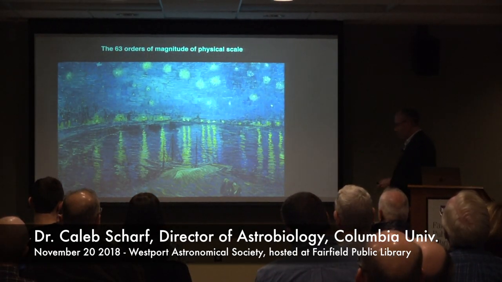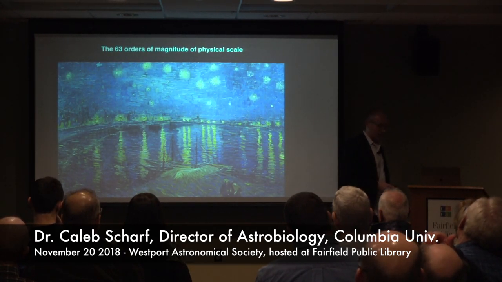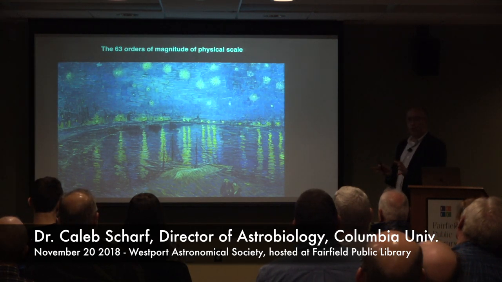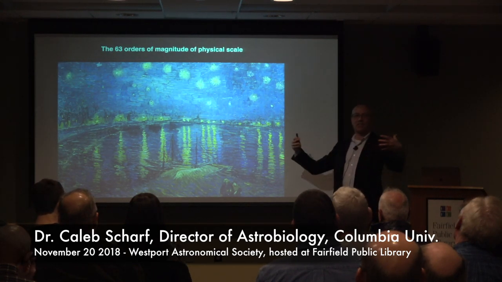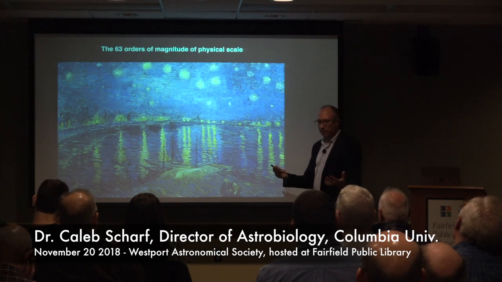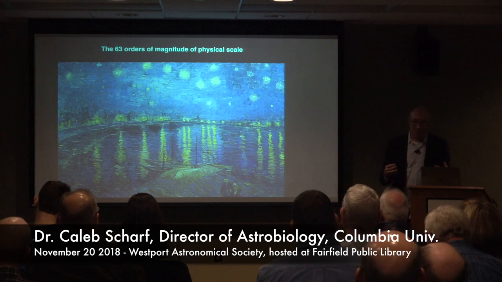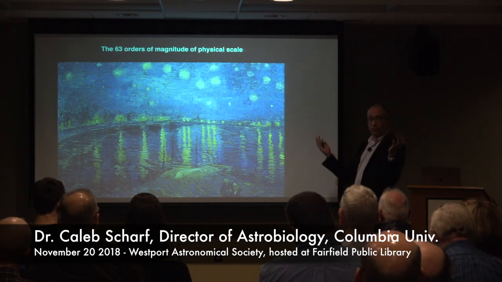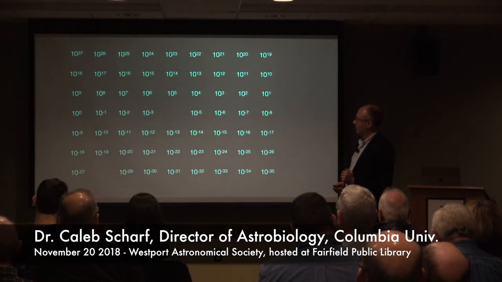So I talked a lot about scales, but now let me put some numbers to it. So I'm going to claim that we exist in a universe where there are roughly 63 orders of magnitude of physical scale that are in principle accessible to us, that we can either see directly or explore or infer from examining the nature of matter or the nature of the cosmos around it. So let's look at all of those physical scales.